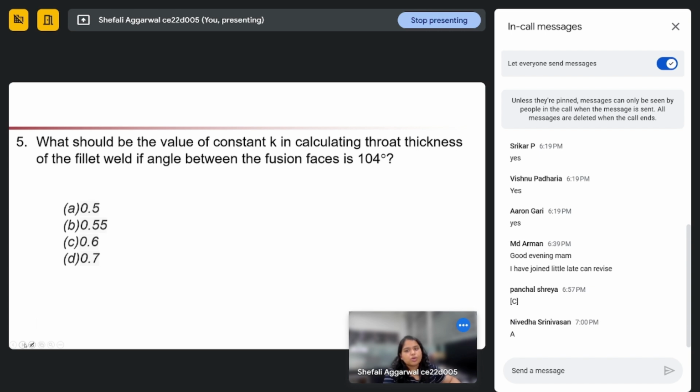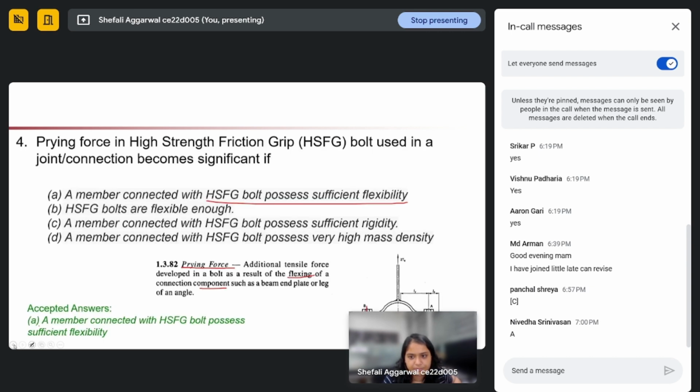Next question. What should be the value of constant K? Excuse me, I have a doubt. Can you please switch to the previous question? Yes, here option B mentions the bolt should be flexible, but option A is the connected member is flexible. So what should be flexible, the member or the bolt? It should be the member. See here the flexing of the connection components such as beam and plate or leg. Okay, right. I think I have said it wrongly. Yeah, sorry. That's it. Thanks.